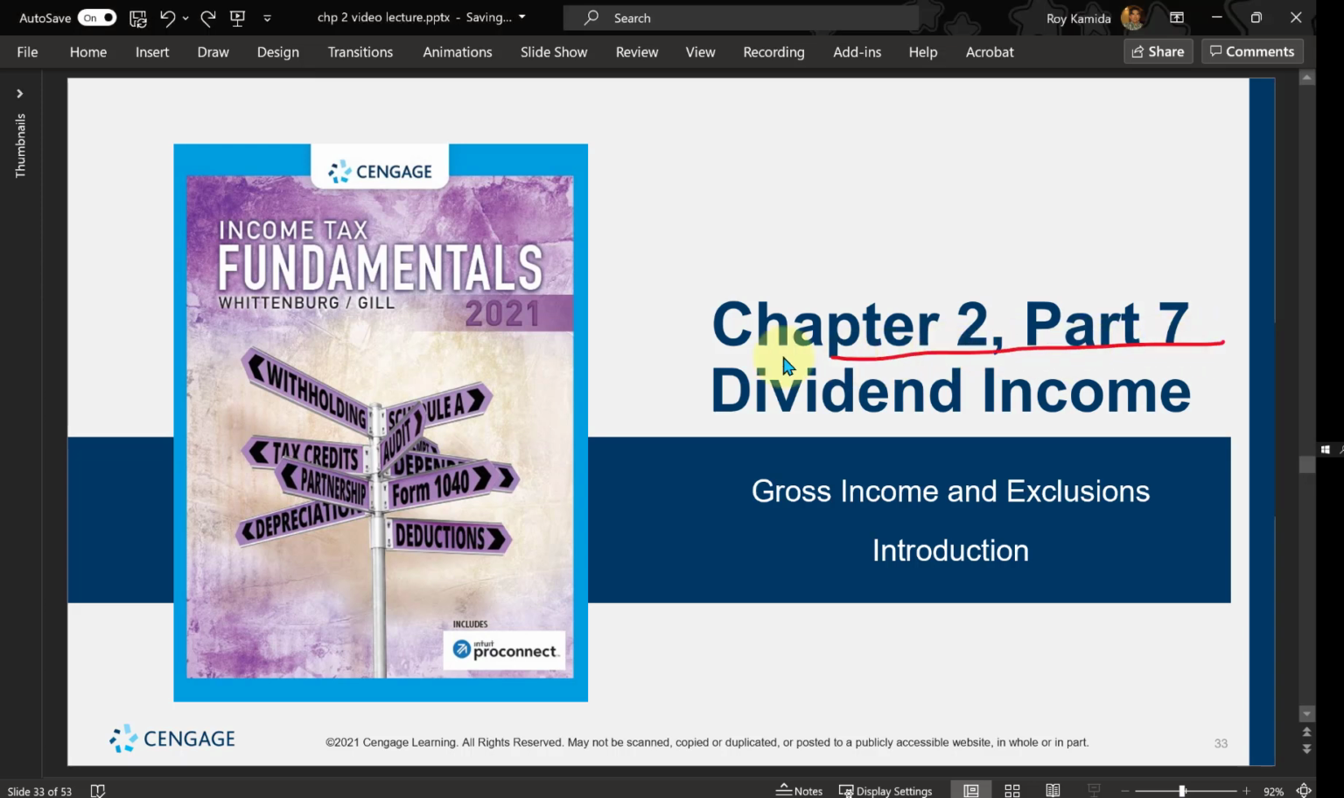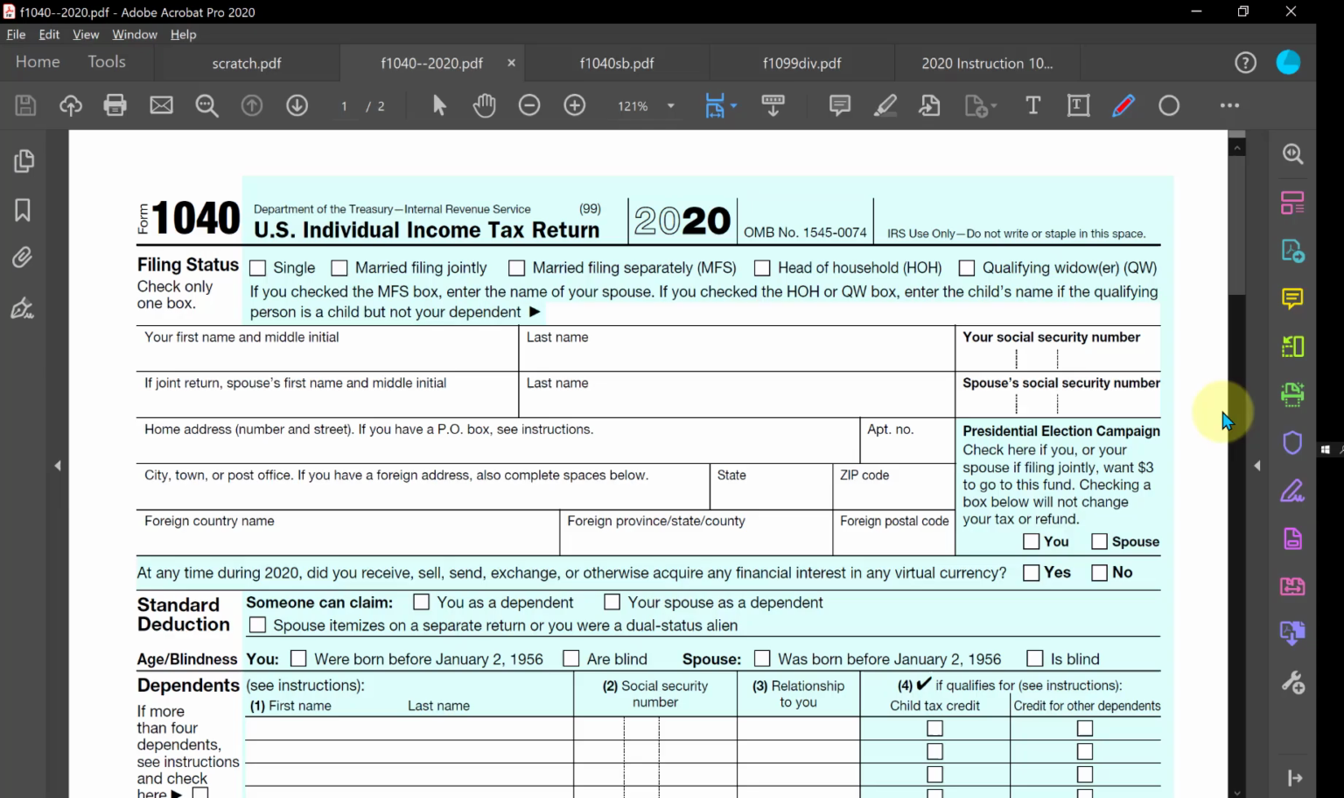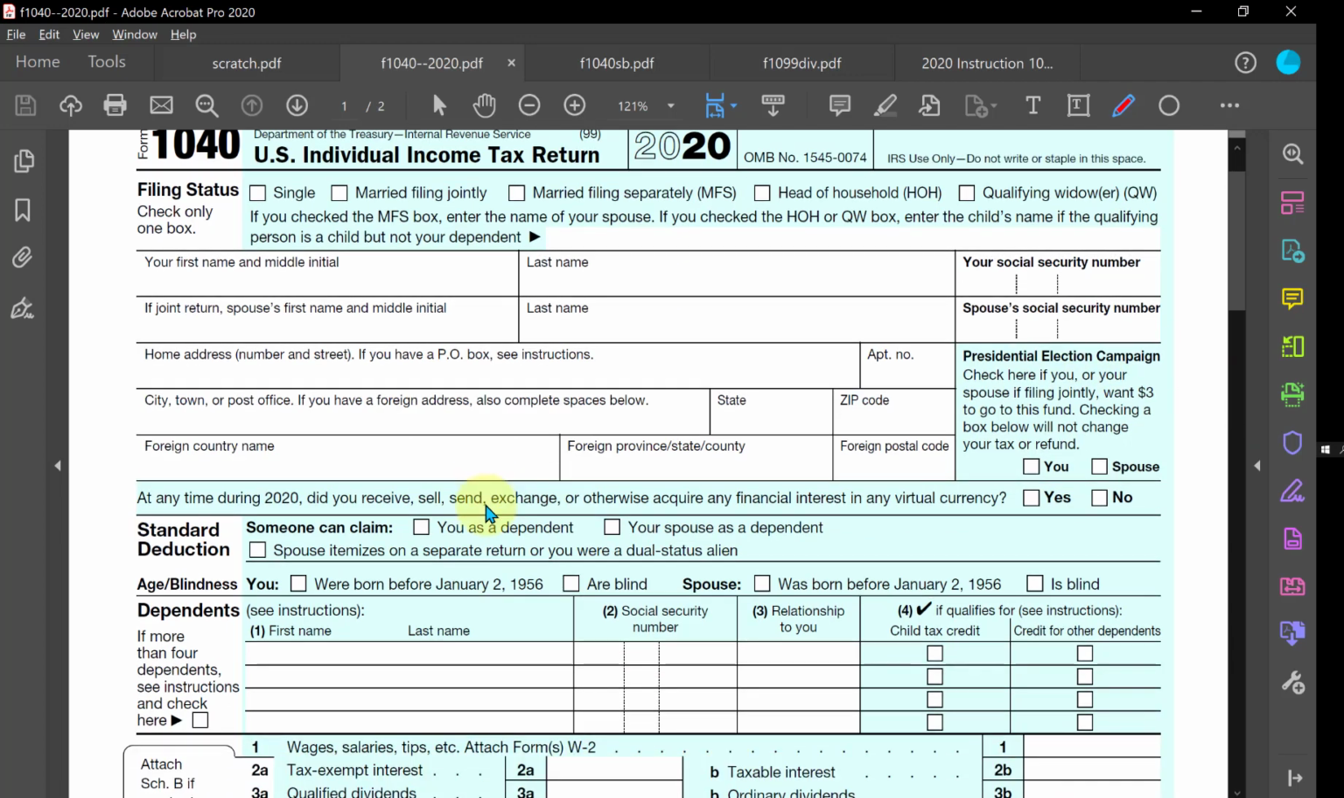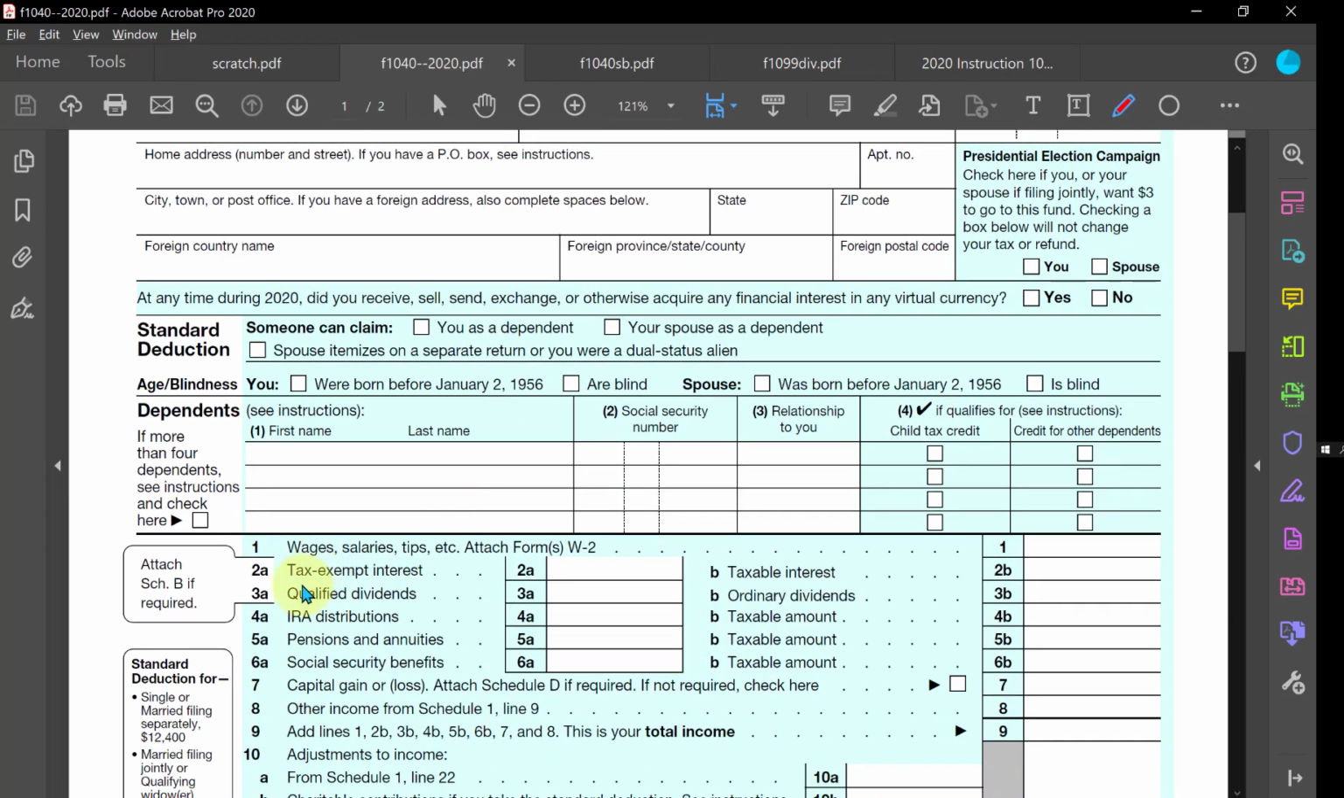Here in part 7 of our chapter 2 video, let's talk about the next type of income. That's dividend income. And let's see how dividend income is reported on the 1040 form. Okay, so we're familiar already with this 1040. And here in line number 3, we're going to report dividend income. You notice there's two categories here: qualified dividends, and here off to the right side, ordinary dividends.